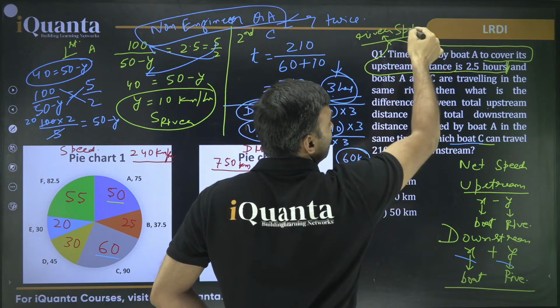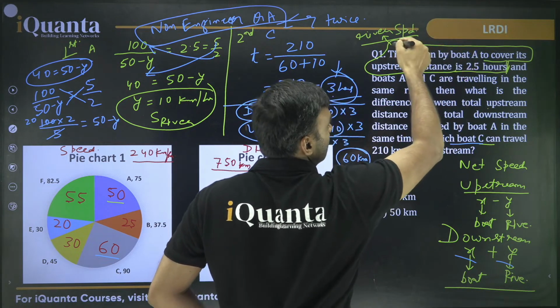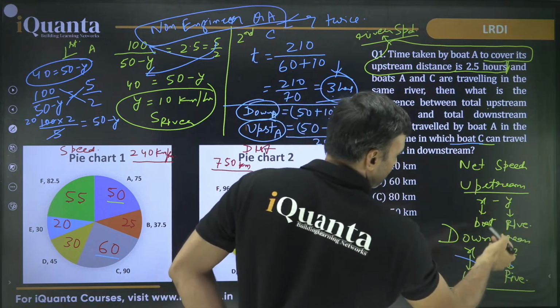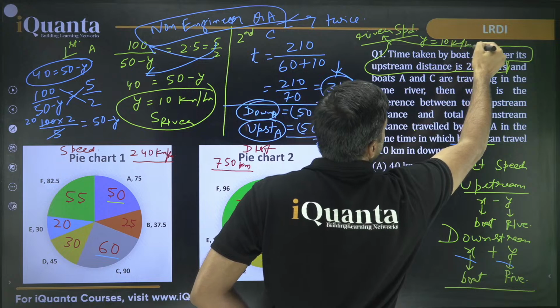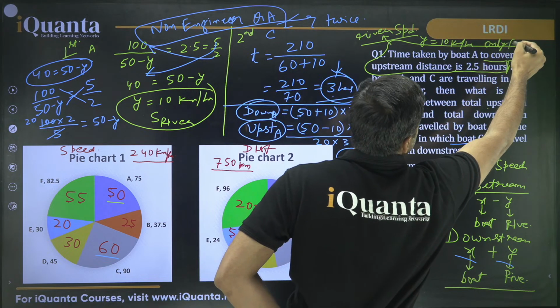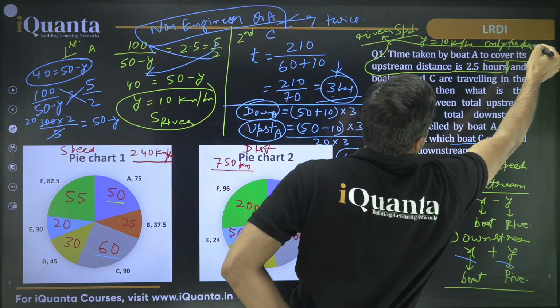Also note that river speed is only for this question. Whatever calculation we do, for example, we found the river speed, how much was it? That was 10 km per hour. This is only for this question, unless mentioned otherwise. Only for this question. This is one part.